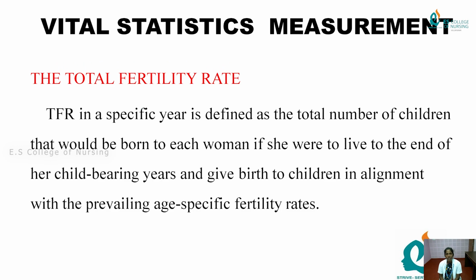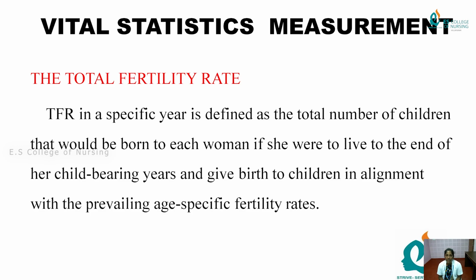Now we are moving on to the total fertility rate. In lay terms, we can say it is how many children a woman can produce over her overall reproductive period. Fertility is nothing but how many children she can give. So total fertility is how many in total.